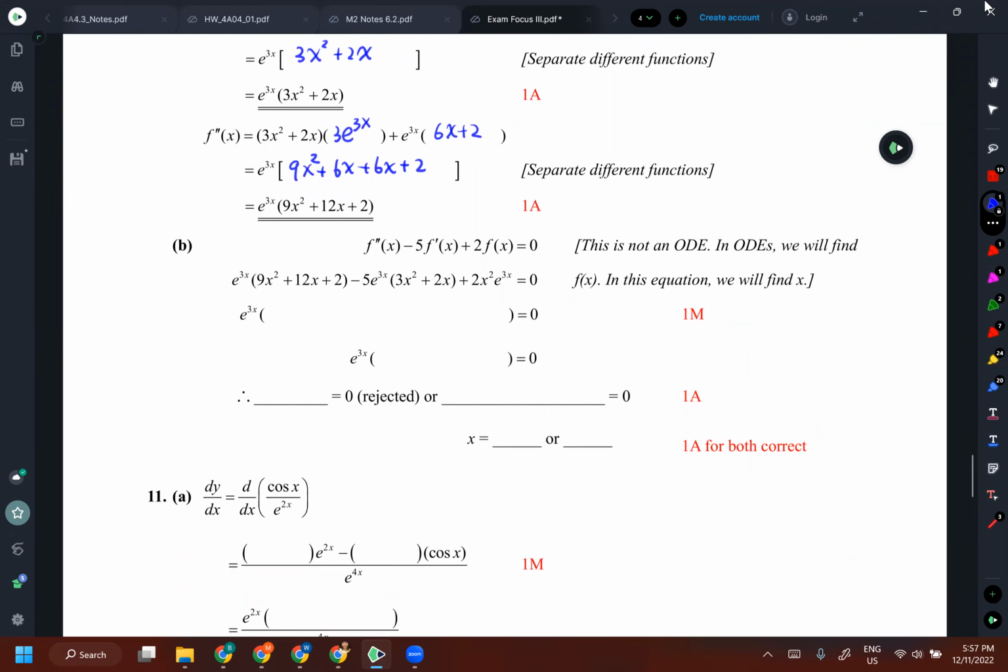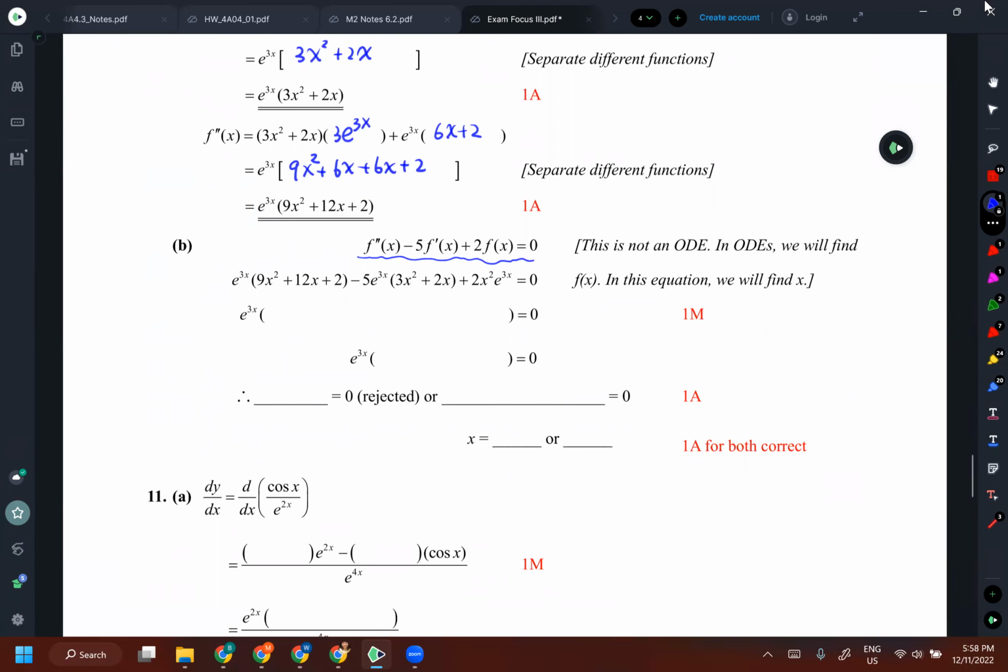Now, if you read the question, you understand the final question is to find the value of x to solve the equation. So you must understand this is not an ODE. An ODE is a differential equation in which you should find the function, not find x. Because in the end, you will find x, so it's not a differential equation.